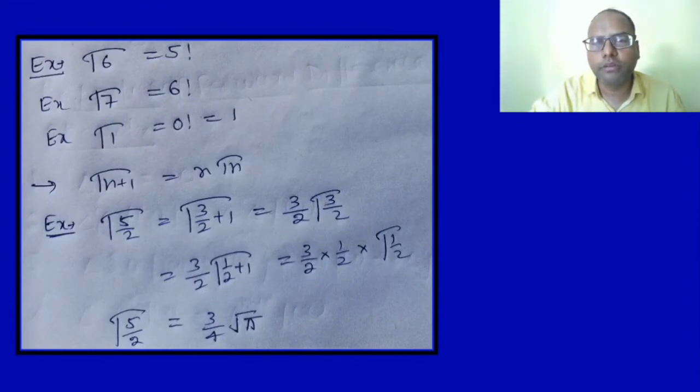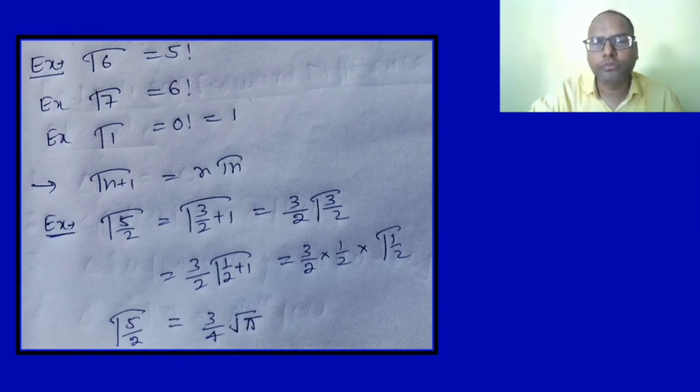Here we have learned gamma n plus 1 is equal to n factorial. It means if we have gamma 7, then it will be equal to 6 factorial, 1 less. And if we have gamma 6, this is equal to factorial 5. If we have gamma 1, then this is equal to 0 factorial, and the value of 0 factorial is 1.